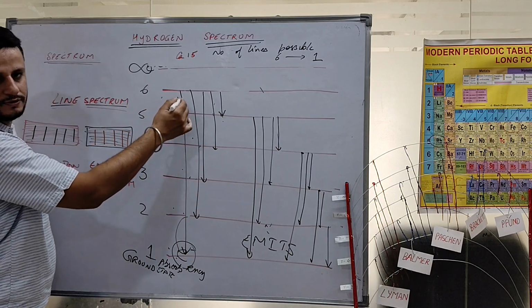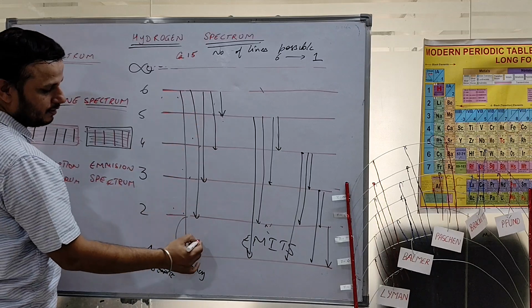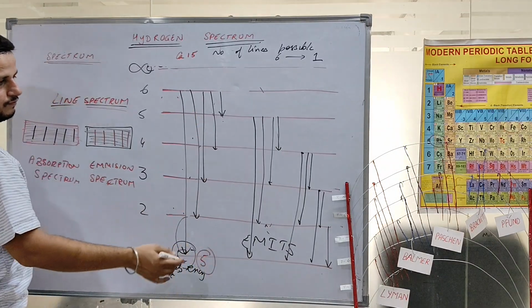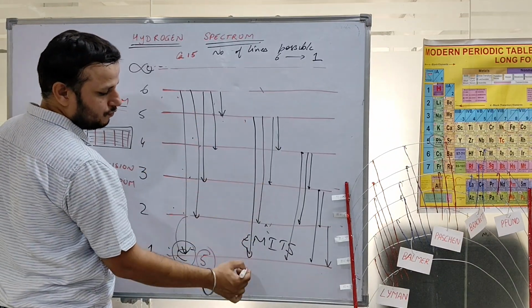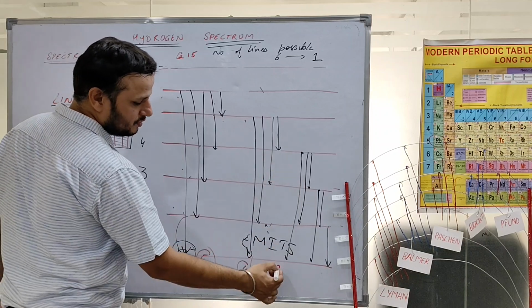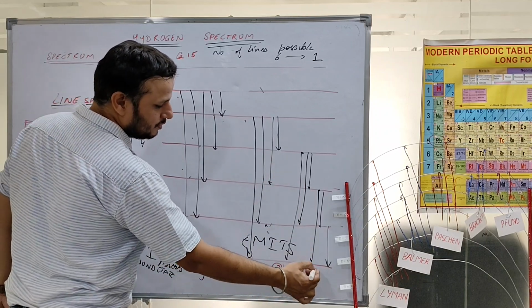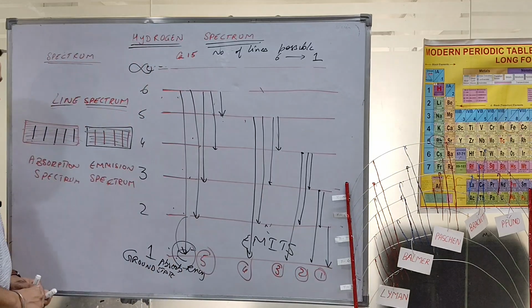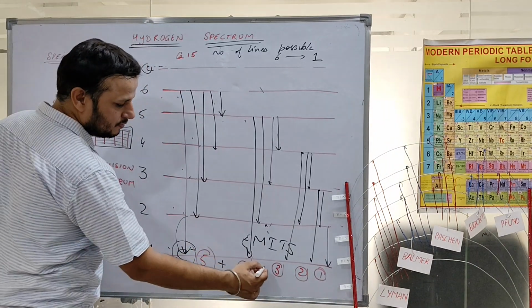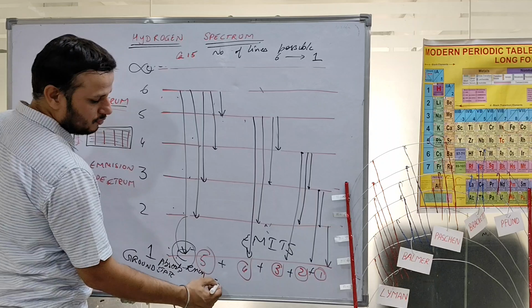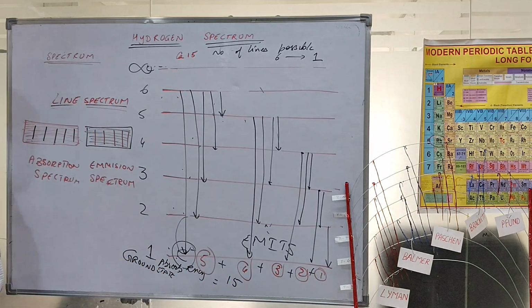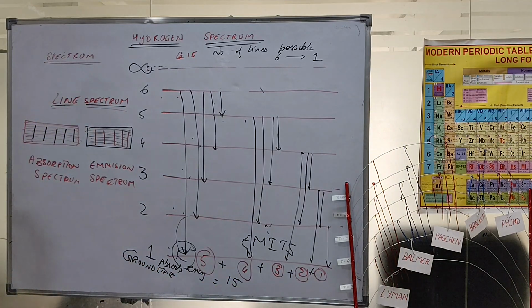So from 6 there are 5 lines possible. From 5, 4 lines possible. 4 से 3 lines, 3 से 2 lines and 2 से 1 line. So total number of lines is equal to 5 plus 4 plus 3 plus 2 plus 1. Okay, this is the concept.